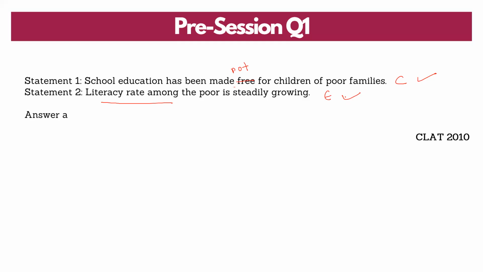Now, if I apply beyond reasonable doubt also, it's logical that if I'm giving something for free to poor families, the consumption of that thing could increase. So statement one could lead to statement number two, and that is why the answer is A here. Statement one is the cause and statement two is the effect.